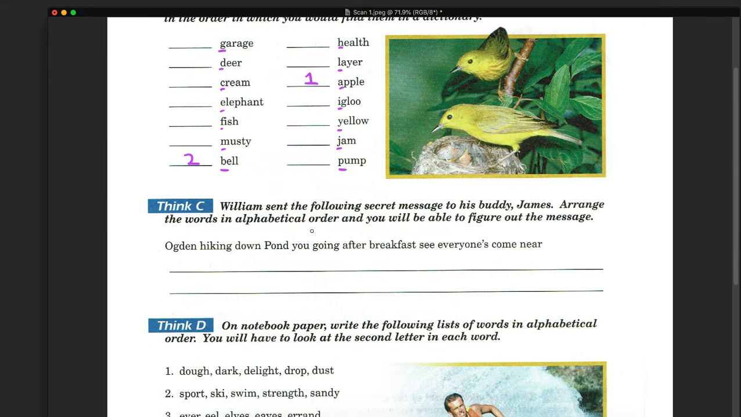Think C. It says, William sent the following secret message to his buddy James. Arrange the words in alphabetical order, and you will be able to figure out the message. So you would need to look through all these words here. Look at the first letter of each word, and say the ABCs to yourself. So A, and after. So after, you put a 1 here, and let's see, B, yep, breakfast. So once you're done numbering all the words up here, you can write them in order here. So after, breakfast, and you will keep going until you figure out the secret code in this message here.